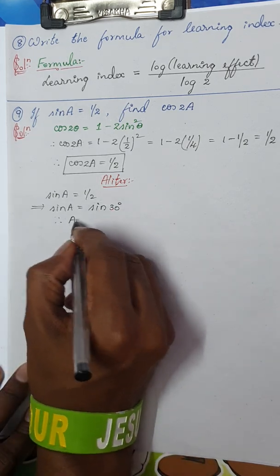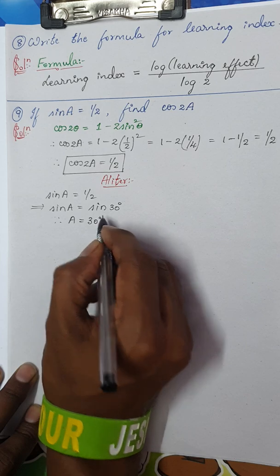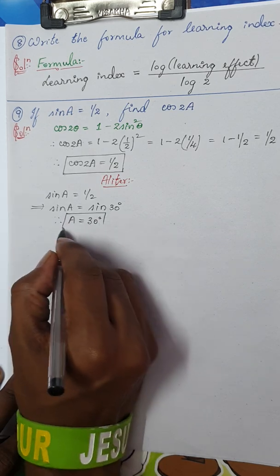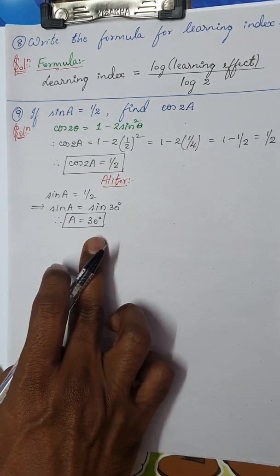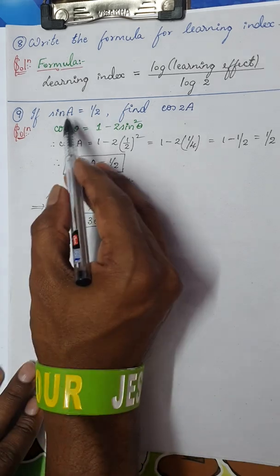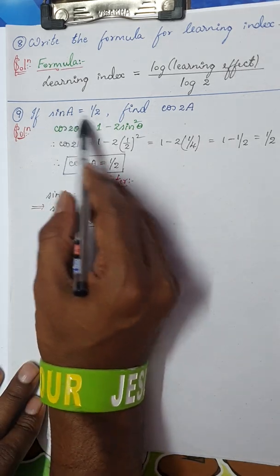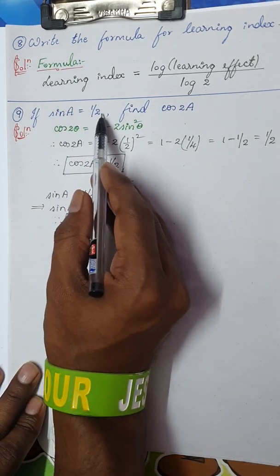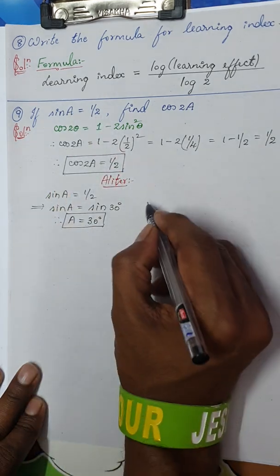Therefore, you get A is equal to 30 degrees. I am doing it step by step, but actually you need not do it at every step. You can just look here. Since sine A is equal to half is nothing but sine 30, directly take A is equal to 30.